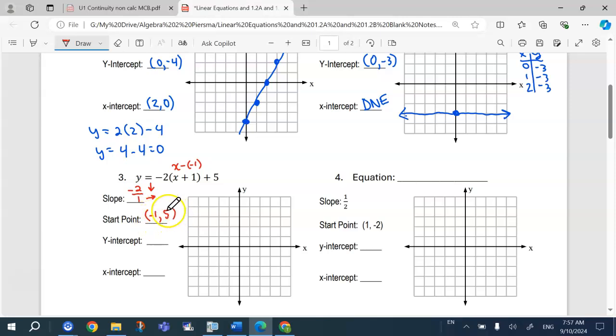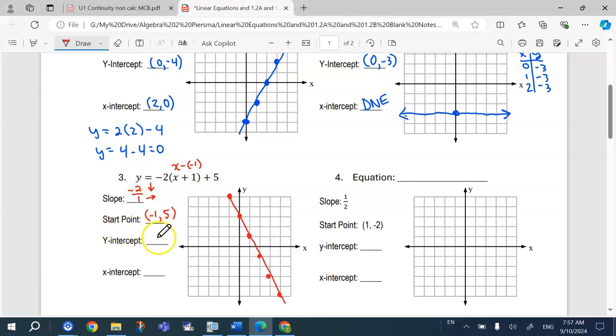So let's plot that point. I'm going to go to the origin, go left 1, up 5, and plot that point. Now from this dot, I'm going to use the slope. I'm going to go down 2, right 1 from there. So down 2, right 1, down 2, right 1, like that. And now I have a line.